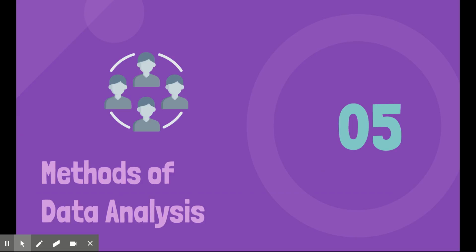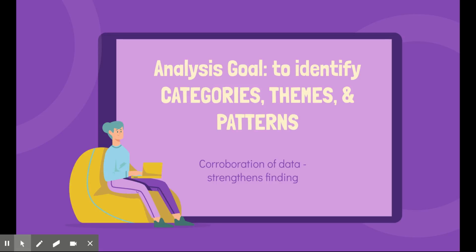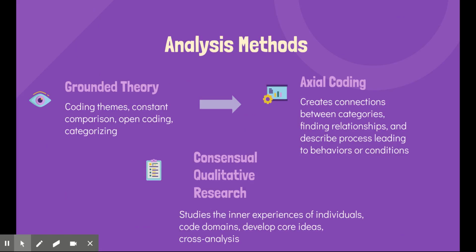Okay, so now that there's all this data, looking closer at how it's analyzed, there's a couple of forms. The goal, like we covered before, is to identify categories, themes, and patterns. It's a corroboration of data that really strengthens findings in case studies. If you find the same pattern or theme, that strengthens the data. A couple of methods that are used: grounded theory, which is like the first step.